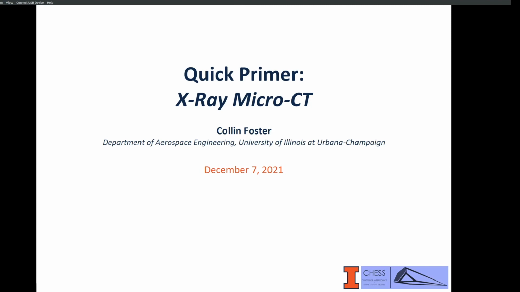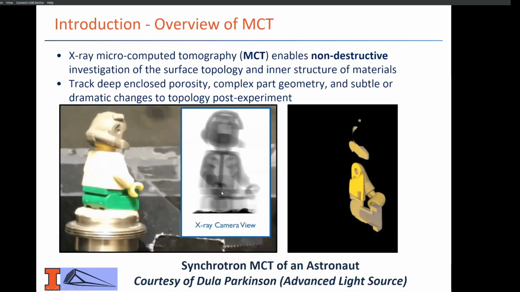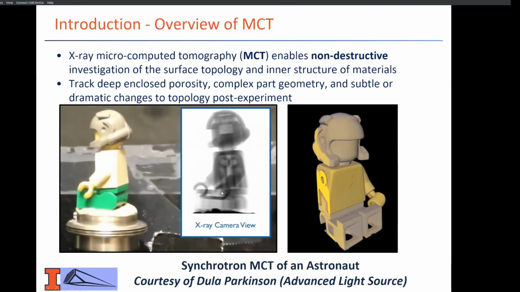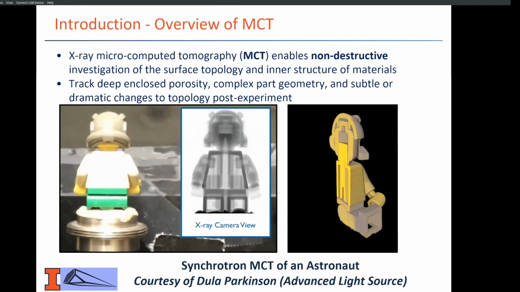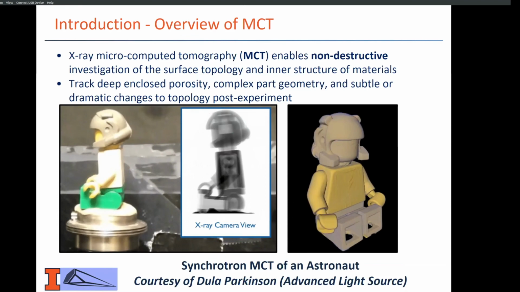X-ray micro CT. The hardware that's involved, and just the type of data that we're working with and that will typically be flowing through the PuMA pipeline. Just as a brief introduction, this is an overview of micro CT that I think is approachable for all levels of experience.